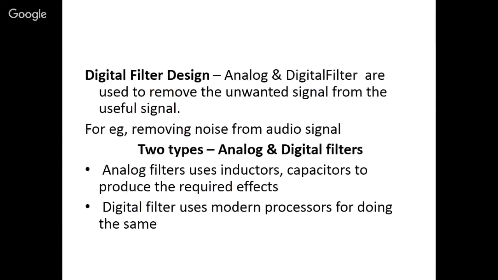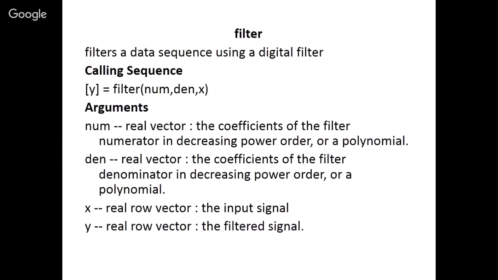One is the analog filter, another is the digital filter. In both cases, we remove the unwanted signal. Analog filters use inductors and capacitors and produce the required effects. And digital filters generally use processors for doing the same. Now directly let us come to the filter command. What does the filter command do? Filter, that is the filter command: numerator comma denominator.